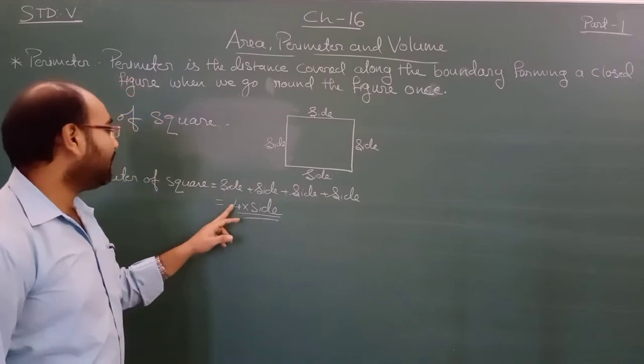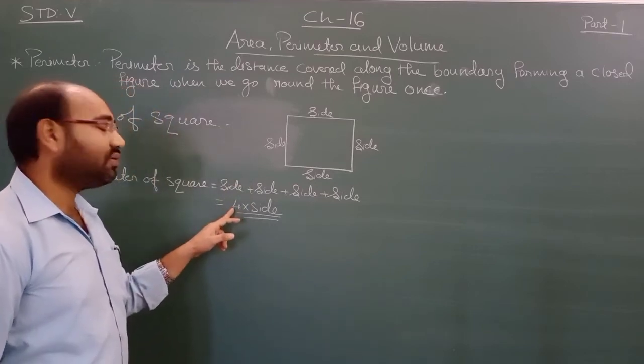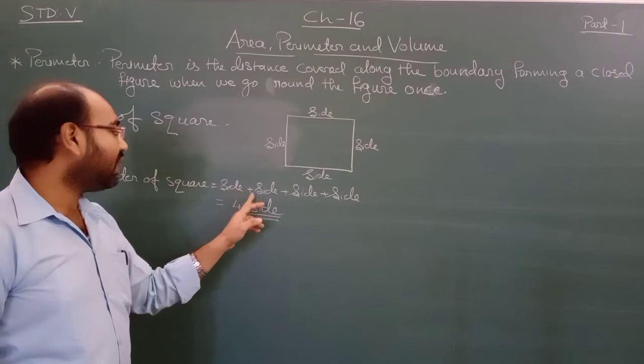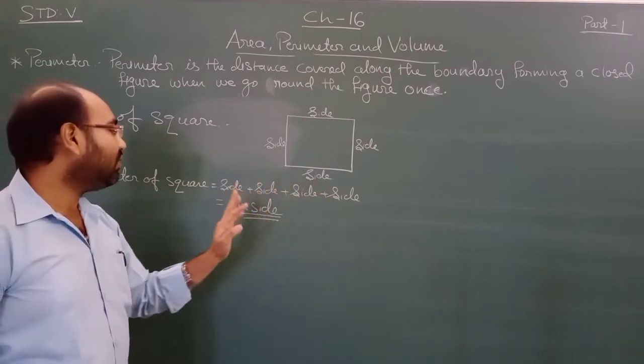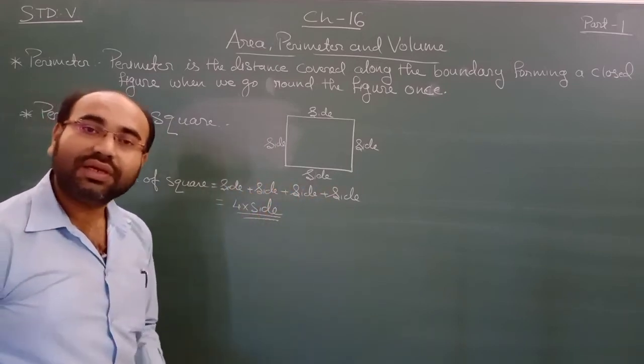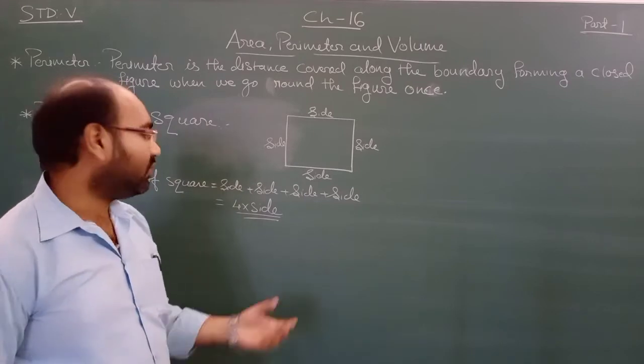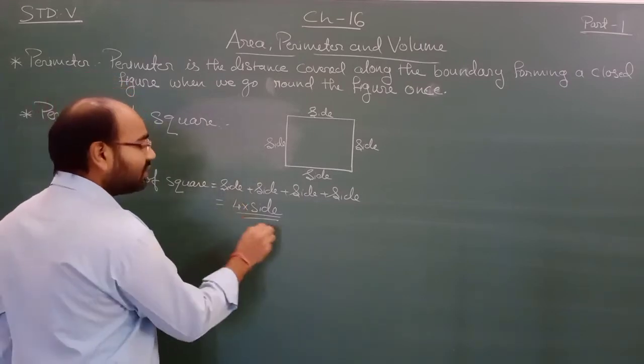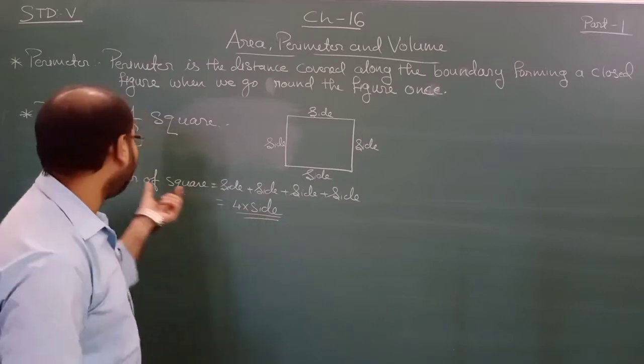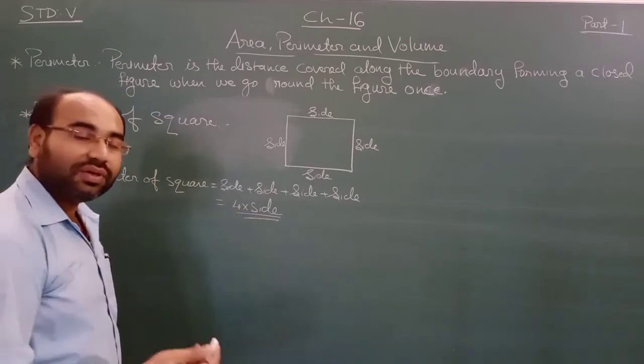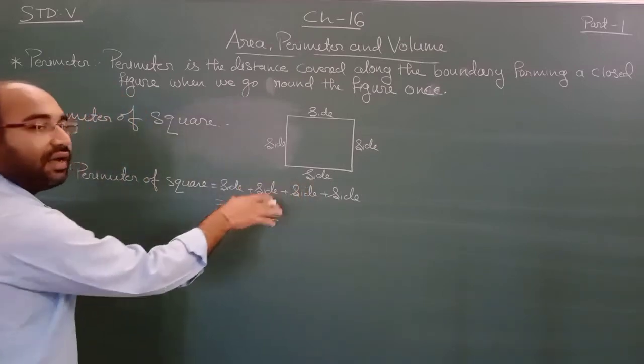So it's better that in place of writing side plus side, we will write 4 into side. So we will get the answer for the perimeter. So in the sum, when we use it, we have to use this: perimeter of square is equal to 4 into side. This is how it came.